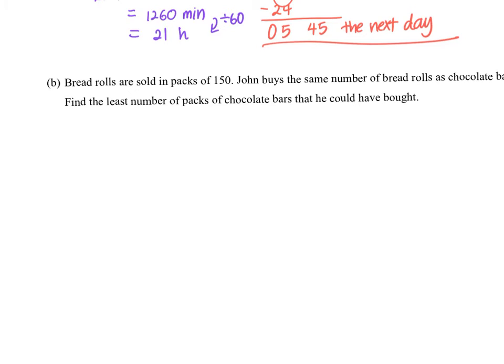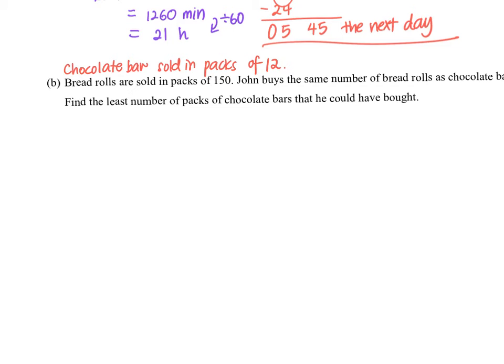Okay, the next part over here, there seems to be something wrong with the question. Just now we said we put chocolate bars as how many packs? No, don't want 15. Chocolate bars, is it? Bars sold in packs of 12. Yeah, that's why we must count, right? Packets of 12. Bread rolls are sold in packets of 150.